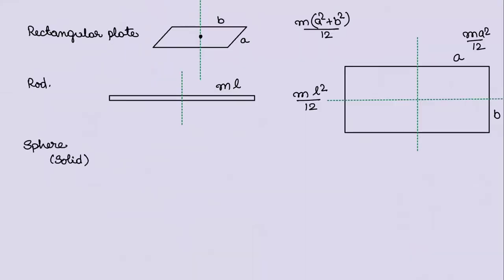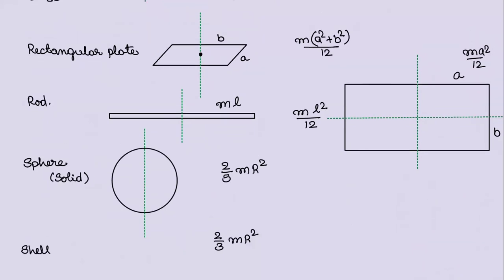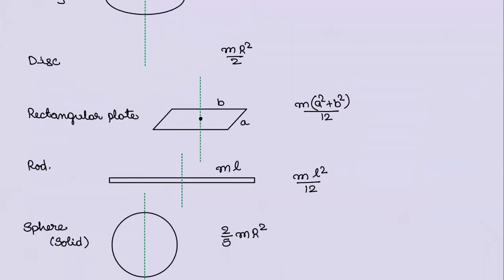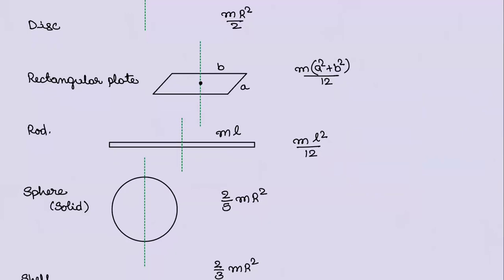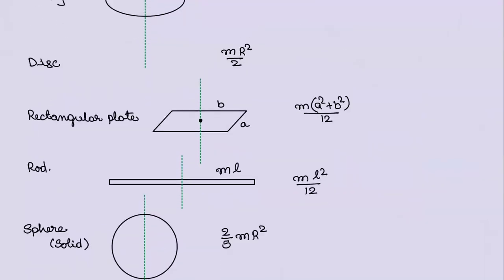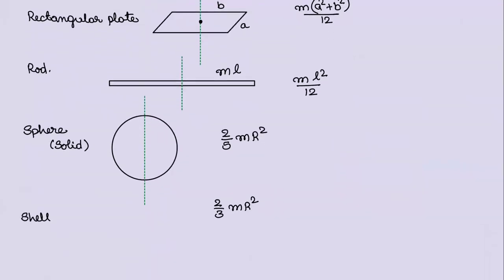Next one, sphere. Solid sphere will have moment of inertia 2 by 5 m r square. Shell will have moment of inertia 2 by 3 m r square. This is what you need to know, nothing else. So my recommendation is to just mug up ring, disc, rectangular plate, rod, solid sphere, shell. Okay, I repeat: ring, disc, rectangular plate, rod, solid sphere and shell.